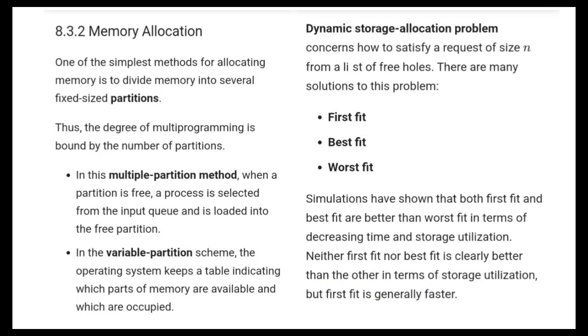Then we proceed to memory allocation. One method of allocating contiguous memory is to divide all available memory into equal-sized partitions and to assign each process to its own partition. This restricts both the number of simultaneous processes and the maximum size of each process, and is no longer used.